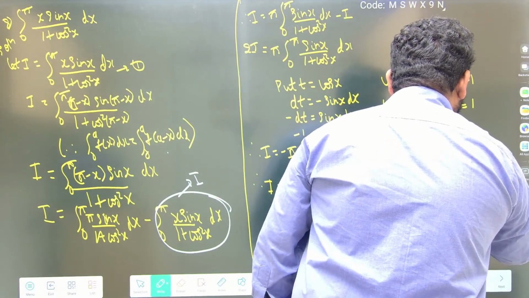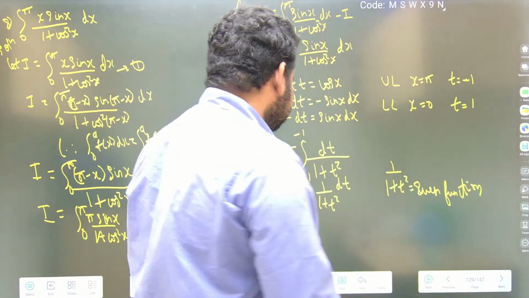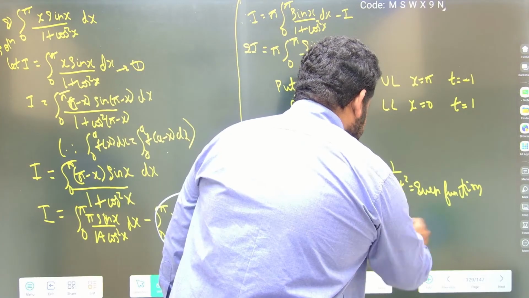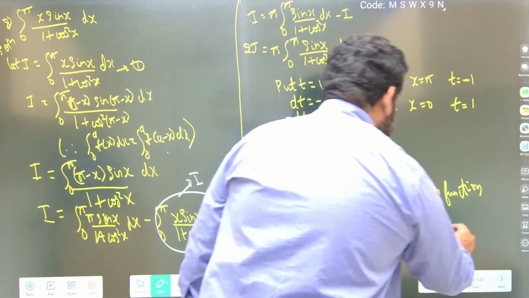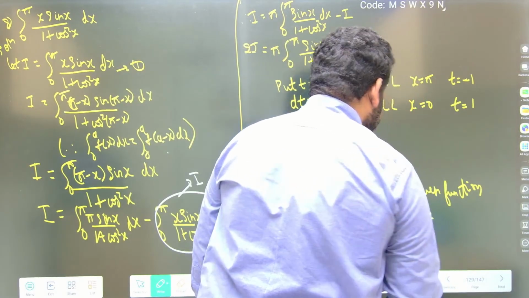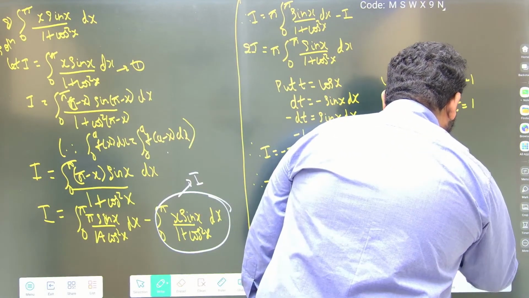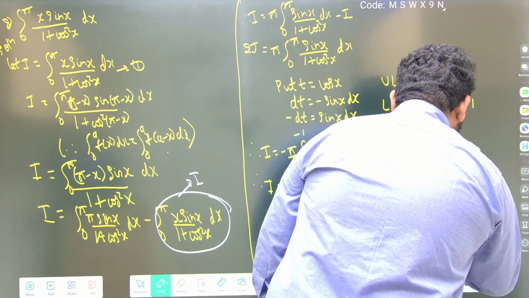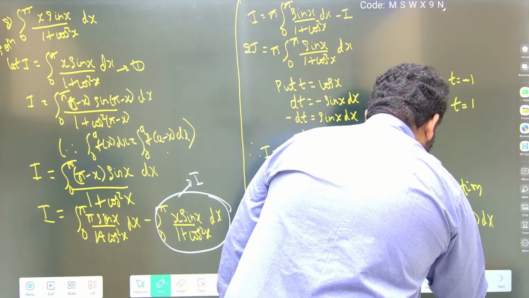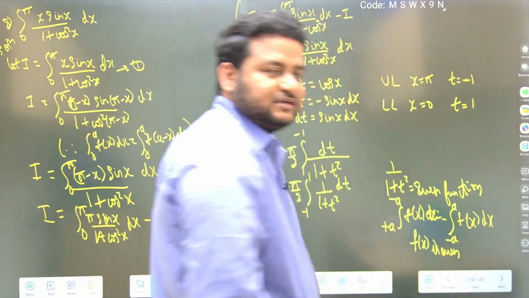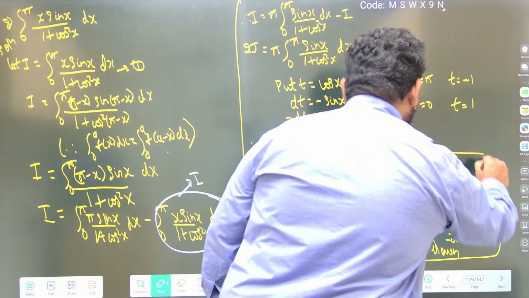So what can I write? 1 by 1 plus t square is an even function. So I can change this: the integral from plus a to minus a of f of x dx can be written as minus the integral from minus a to a of f of x dx when f of x is even. This is the reason you have to mention.